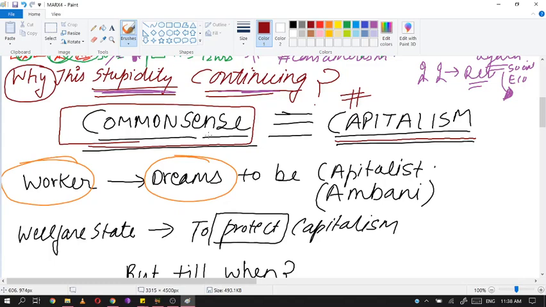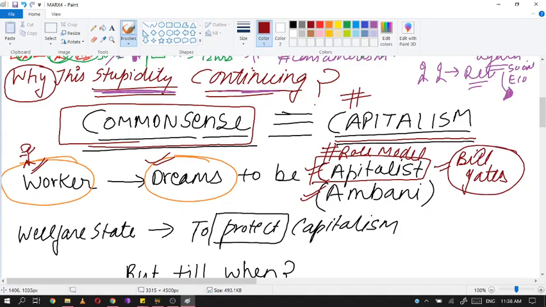A worker is not just a worker. He, in his dreams, is thinking to be a capitalist only. A capitalist role model type figure he has in his head. That okay, one day I will also be this factory owner. I will also be Ambani. I will also be Bill Gates. Can you? Will you? Will all 7, 8 billion people be Bill Gates? Obviously no. But you have somehow managed to make capitalism seem like common sense.